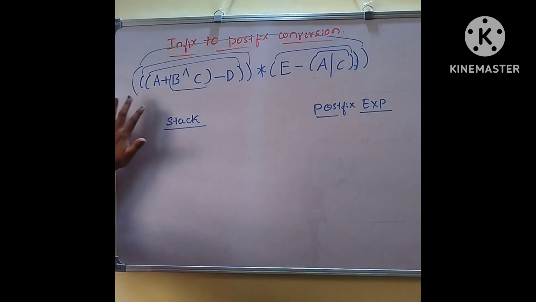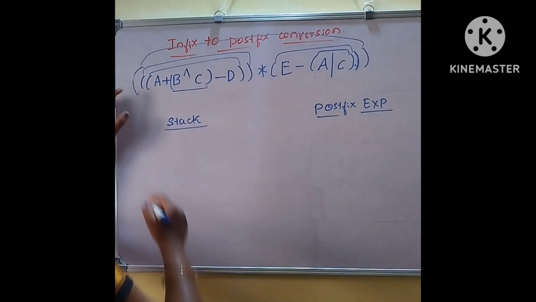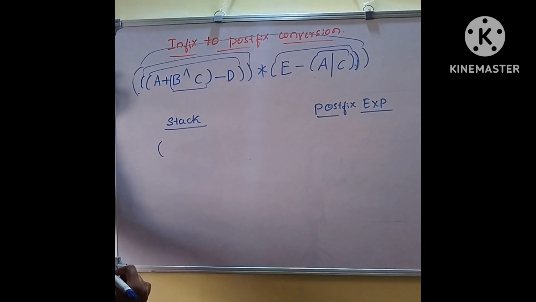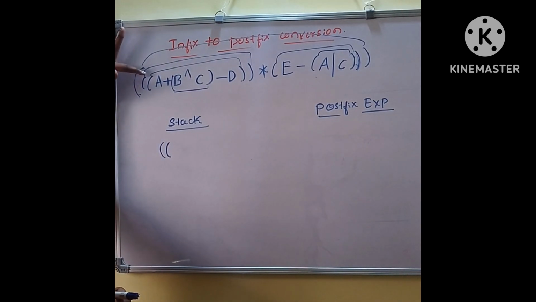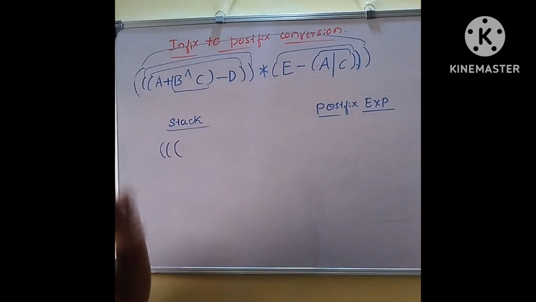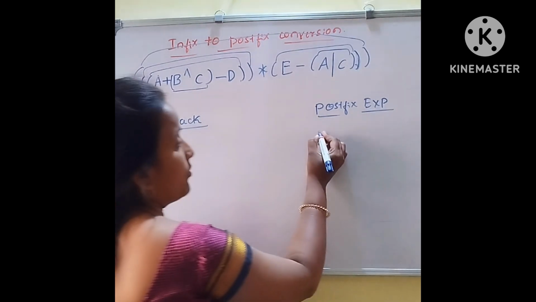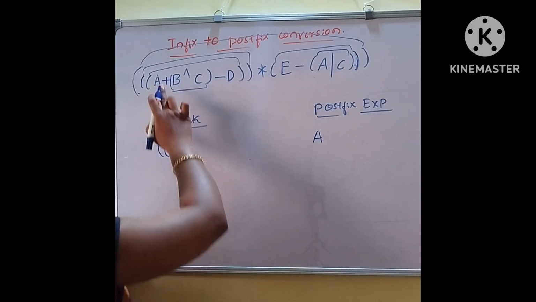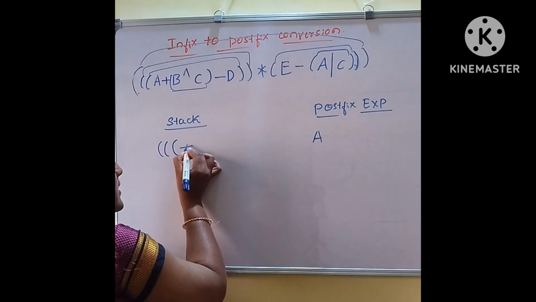Next we'll solve. First we have to read from left to right. The first is what? Parenthesis. If you get any parenthesis, just push it into the stack. What will the next one be? Second, just push into the stack. Again you get the third, again push into the stack. The next one is what? A. A is a what? Operand. If you get an operand, you push it into the postfix expression. A is an operand. Next is what? Plus. Plus is an operator. So where do you push it? Stack. Just push it into the stack.